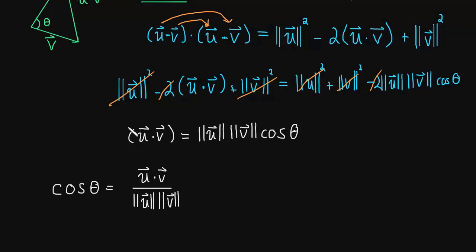So notice two things happened here. One, we have an alternate definition for the dot product, or an alternate way to express the dot product. And also, now we have a way to express the angle between two vectors in terms of the dot product. And that's really cool. So I hope this helps. I'll see you in the next video.